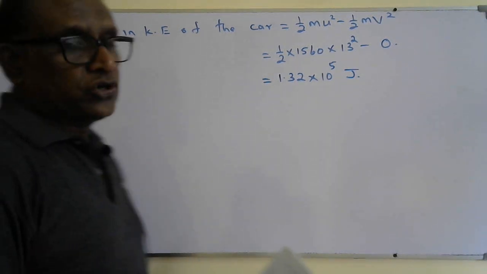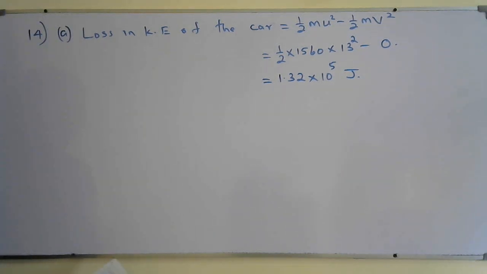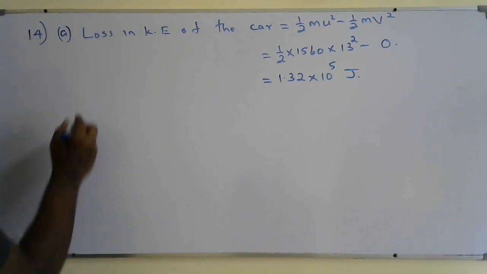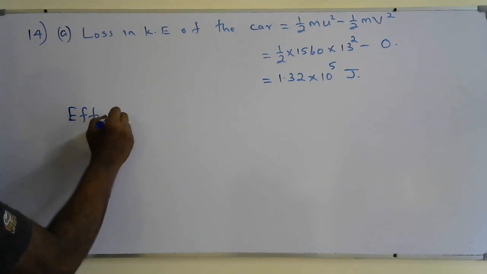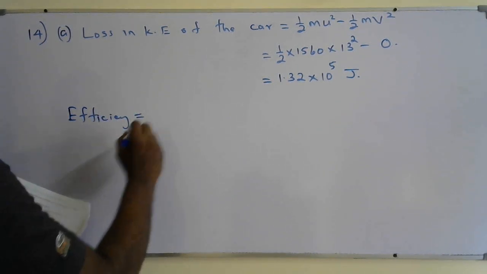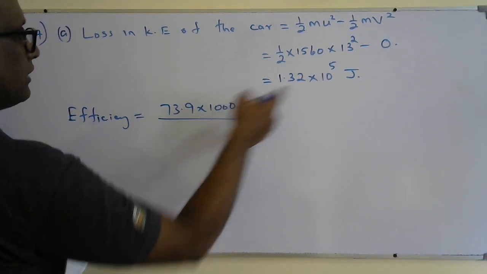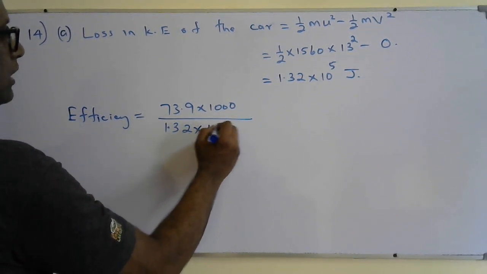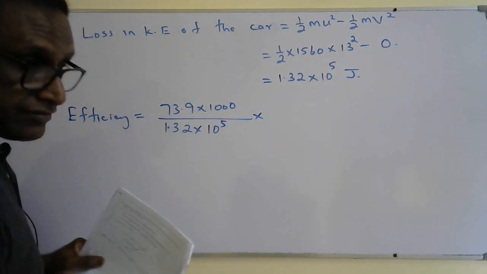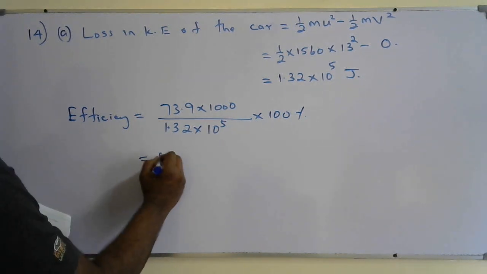So for efficiency, it's not giving all this loss in kinetic energy in the form of regenerative energy. It's giving only 73.9 kilojoules. So the efficiency of this braking system is 73.9 into 1000, converting kilojoule to joule, divided by 1.32 into 10 to the power 5, that's the loss in kinetic energy. So all energy is not converted to regenerative energy, not 100%. It's going to be just 56%.